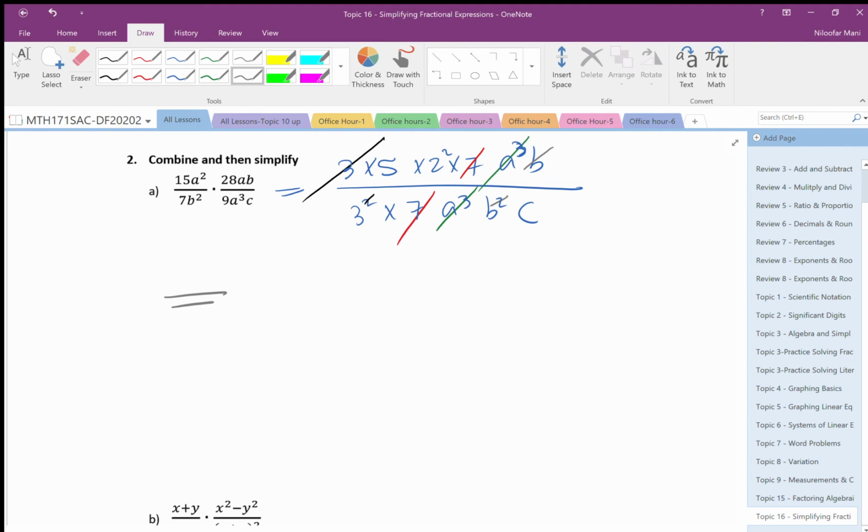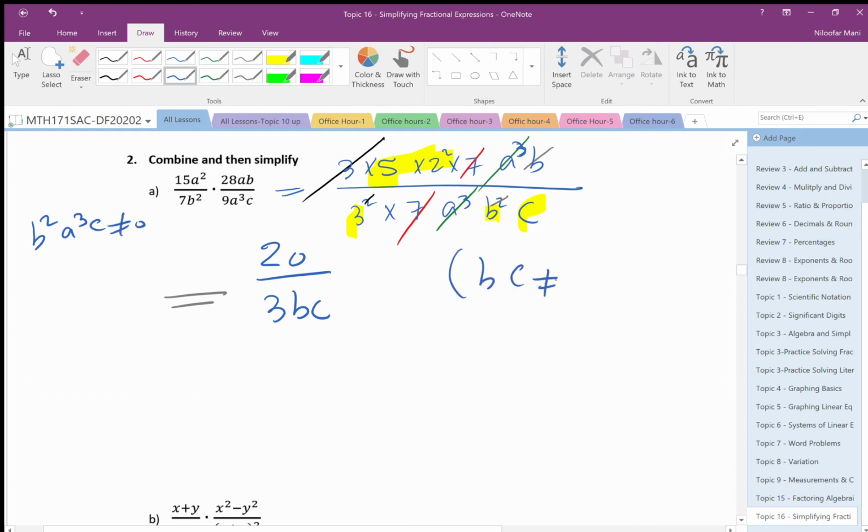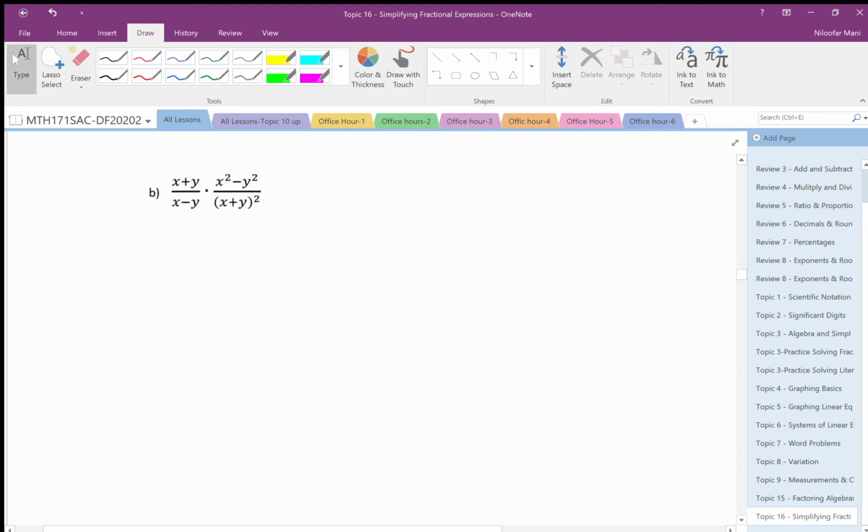20 is left, and this one and this one. So 20 over 3bc. I changed the color. Yes, that's the answer.